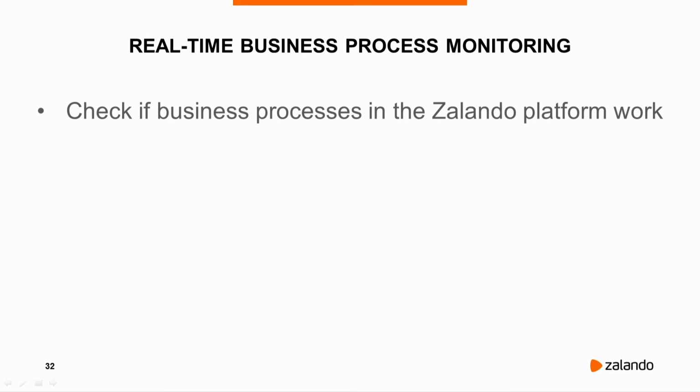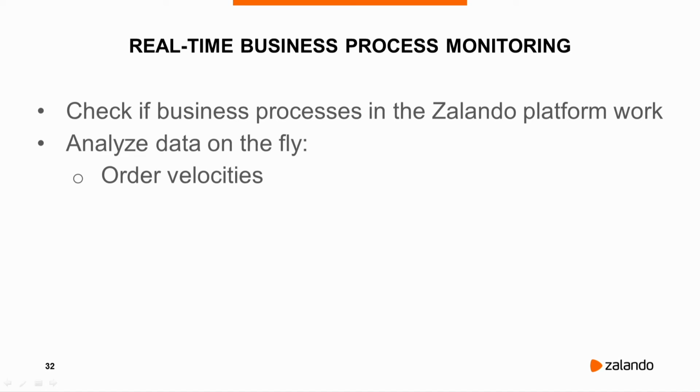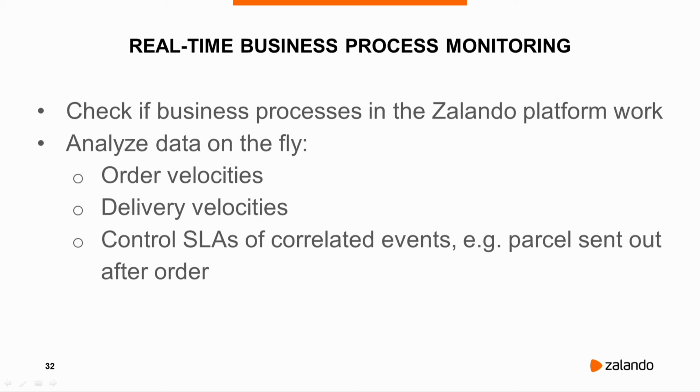Okay, so now let's see what we can compute having those events in mind, these business processes. We can check if all the business processes in the Zalando platform work. We can analyze data on the fly, for instance, order velocities, delivery velocities, and control SLAs of correlated events, for instance, to find out when the parcel has been sent out after an order has been placed.